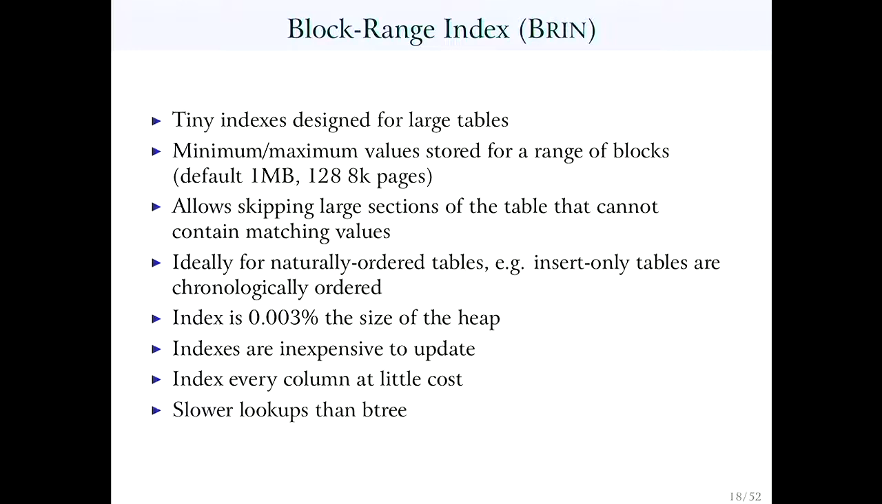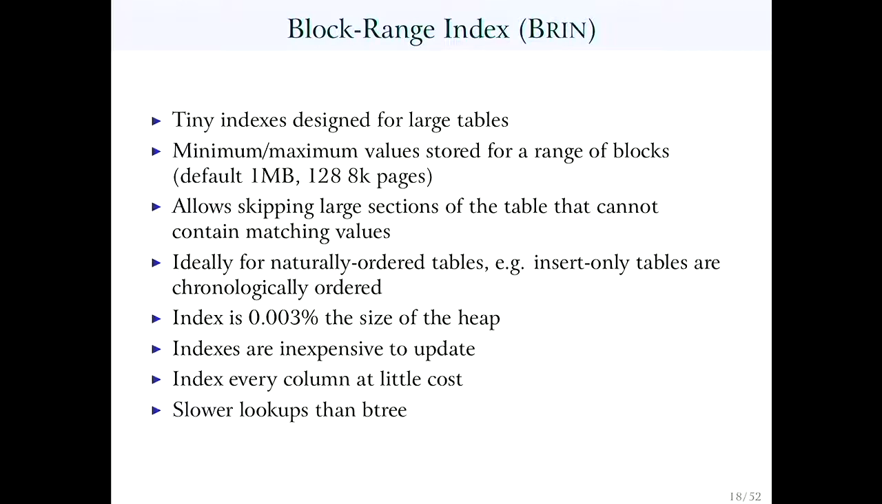And then it's going to skip or scan each 1 meg chunk. Now, you can change the sizes, but by default, you've got a 1 meg range there. Skip to the large sections of the table, thinking of, you know, a 300 gigabyte table. This BRIN index is just great. You're breaking the table up into 300,000 individual pieces, and then you're able to skip or scan each 1 megabyte chunk.